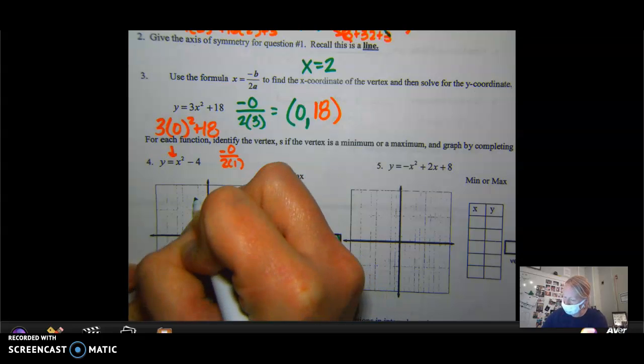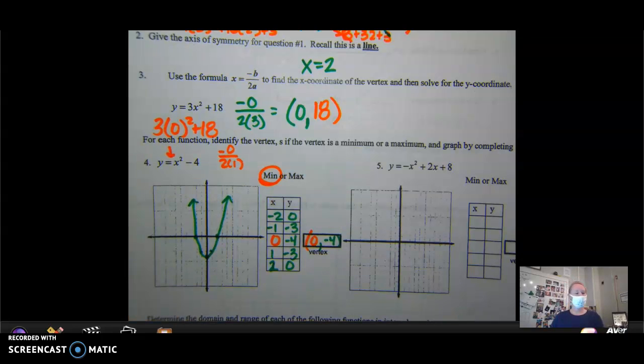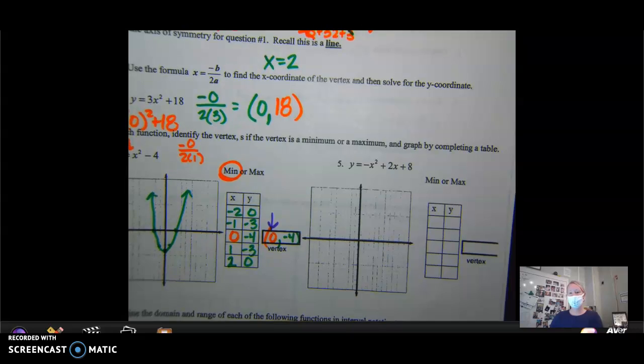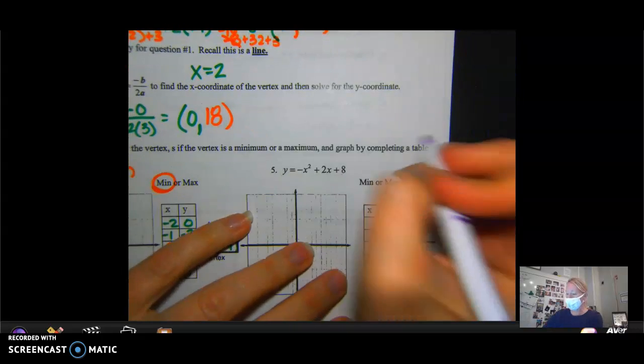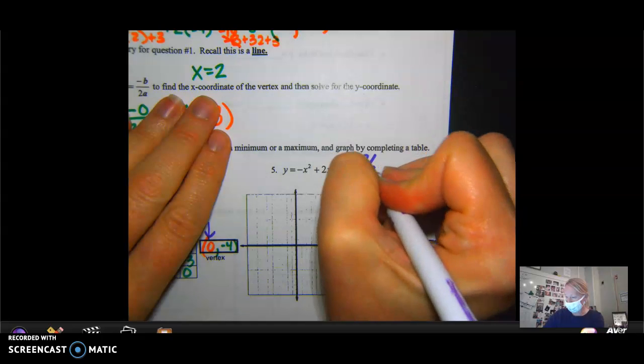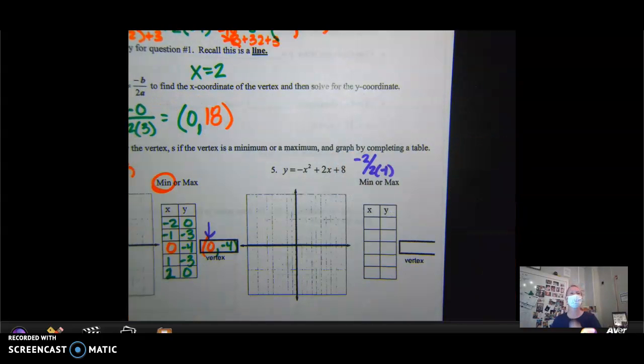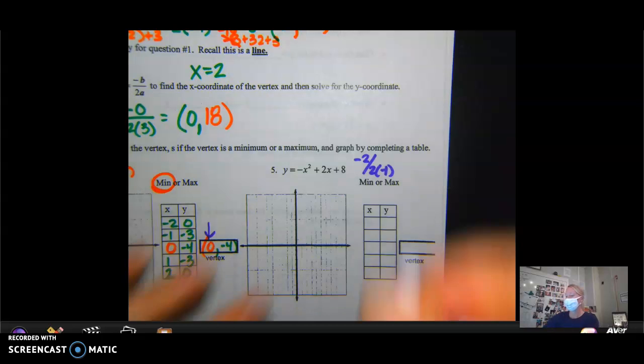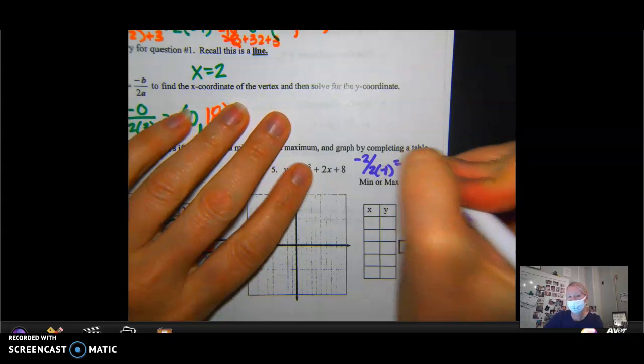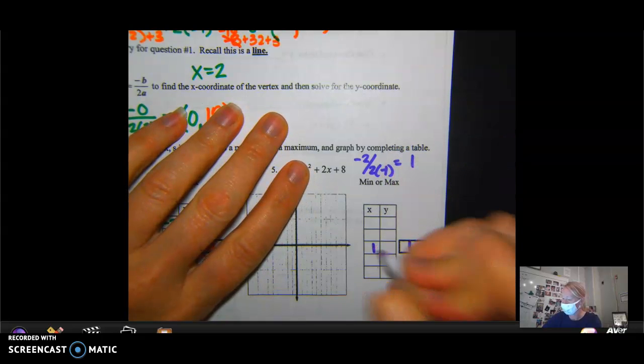What's my AOS on this guy? What would your AOS be, guys? X equals 0. Good. All right, next one. We need to find the vertex first by doing negative b over 2a. So I'm going to do negative 2 over 2 times negative 1. What's 2 times negative 1? Negative 2, right? So what's negative 2 divided by negative 2? 1. So your vertex is at 1 something.